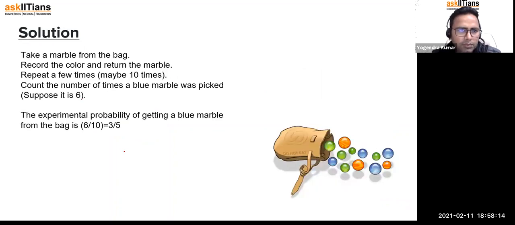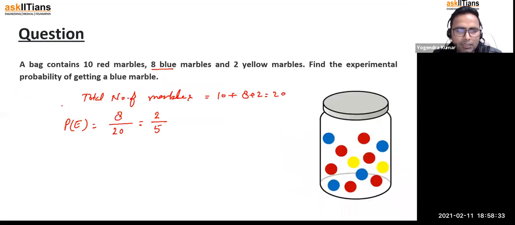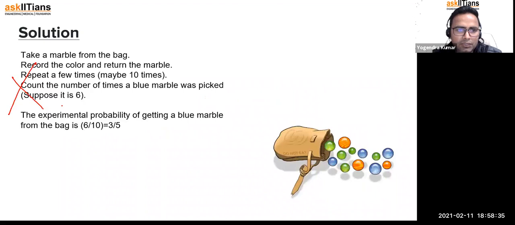Take a marble from the bag, record the color, return the marble, repeat a few times. I think this is not the proper experimental probability of getting a blue marble from the bag, 6 by 10. No, I think they didn't take it properly. It's fine, right? You need to remember this is what we have.